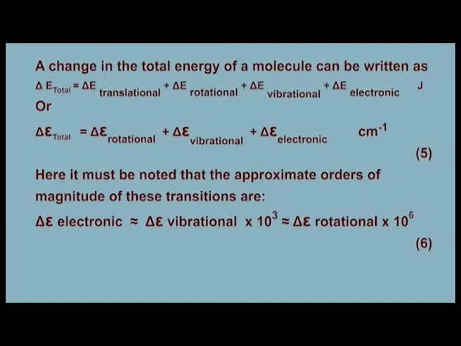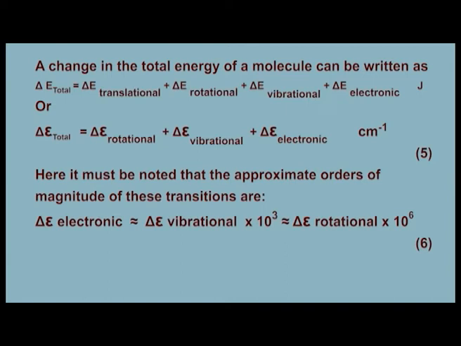Now the Born-Oppenheimer approximation can be represented as E total is equal to E rotational plus E vibrational plus E electronic. This equation implies that the electronic, vibrational and rotational energies of a molecule are completely independent of each other. It can be seen later to what extent this approximation is invalid. Thereby a change in the total energy of a molecule can be written as delta E total is equal to delta E rotational plus delta E vibrational plus delta E electronic in joules, or delta epsilon is equal to delta E rotational plus delta E vibrational plus delta E electronic in centimeter inverse.